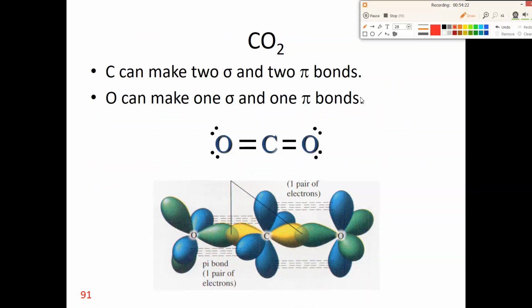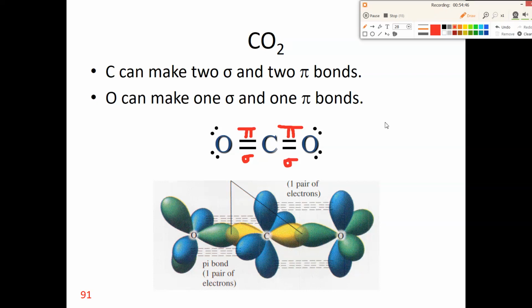So the example is carbon dioxide, kind of like that. Carbon have one sigma bond, one pi bond, another pi bond here.